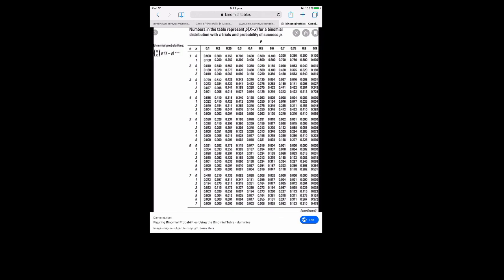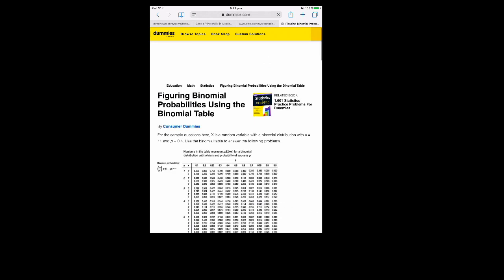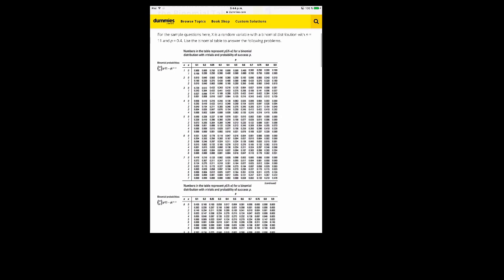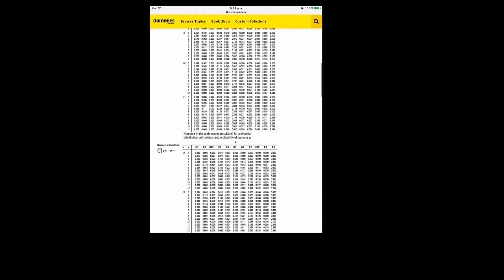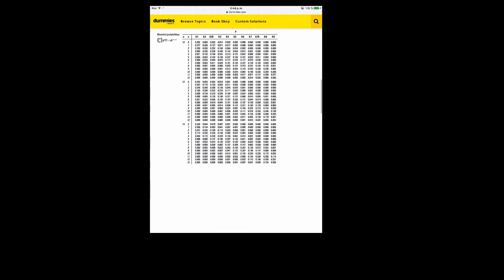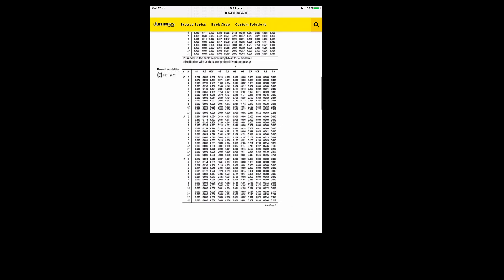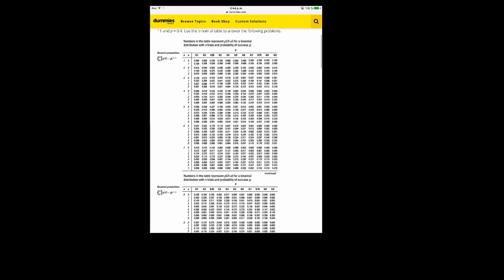Is there another page? Let's see. So most textbooks still have tables at the back. That's not what I wanted. Most textbooks do have tables at the back. So you see this table goes all the way to, and the table continues and continues. So basically on the left side, you can change the n. So it gives you all these possibilities. Let's look for the one that we just did. We did P of 0.5.